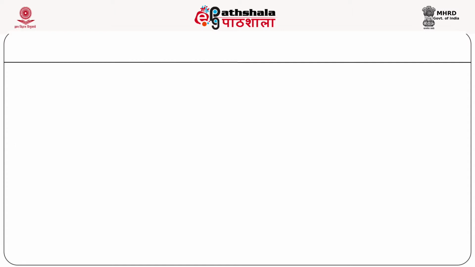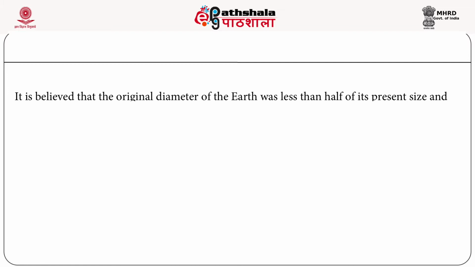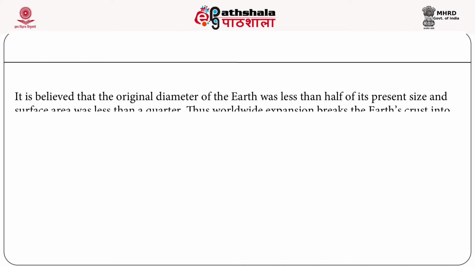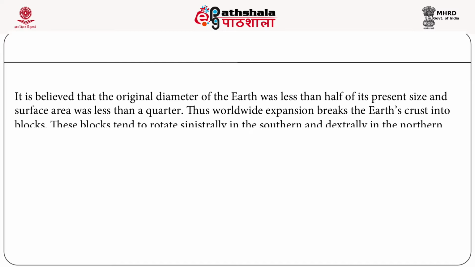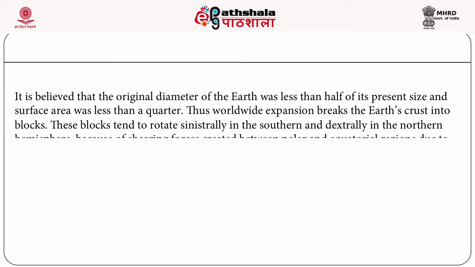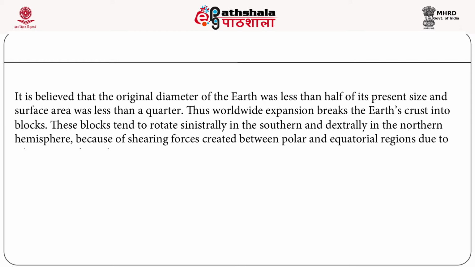Next, expansion hypothesis. It is believed that the original diameter of Earth was less than half of its present size and surface area was less than a quarter. Thus, worldwide expansion breaks the Earth's crust into blocks. These blocks tend to rotate sinistrally in the southern hemisphere and dextrally in the northern hemisphere because of shearing forces created between polar and equatorial regions due to adjustment of angular momentum.